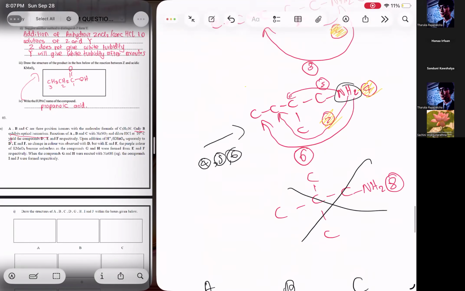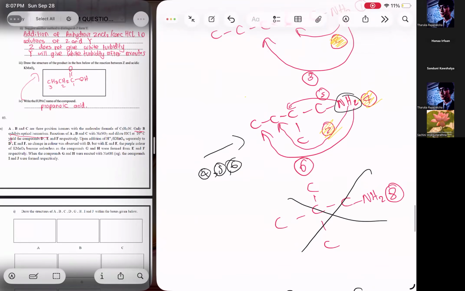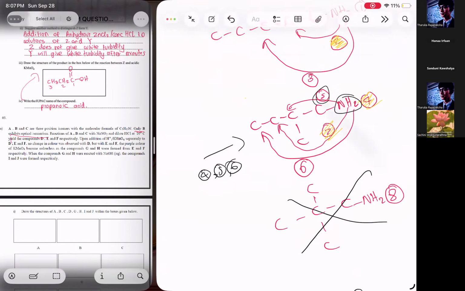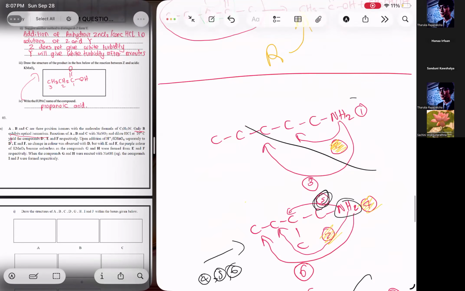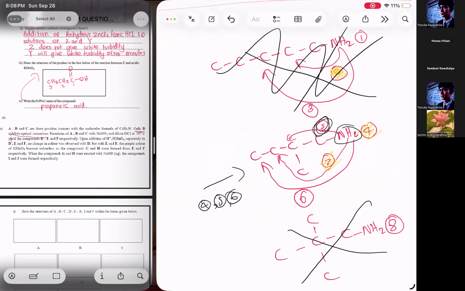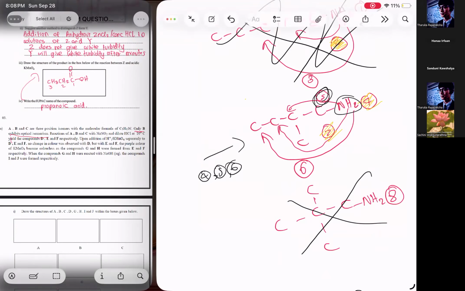Taking that, definitely it should be number 5, right? It can't be these structures, because they will only form secondary alcohols. You can't have them. You only have to have 4, 5, 6, and 7, right? Only those structures are the ones you have to obtain.